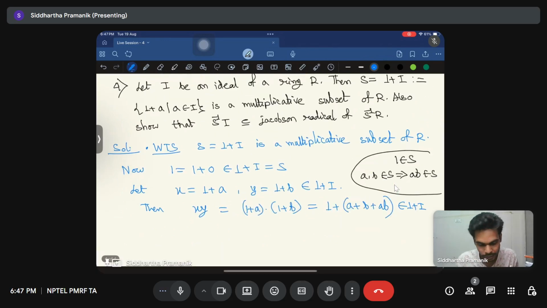So this proves that S is a multiplicative subset of R. So this proves the first part. Okay, now the second part. So what is about the second part?